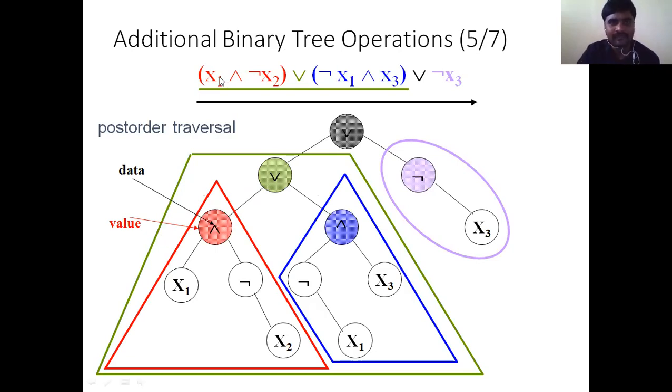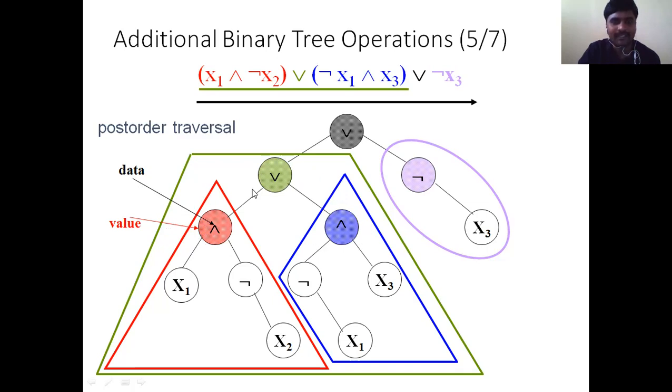Here is x1 and not x2, or not x1 and x3, or not x3. So how can we represent it? Here is the first order traversal. We have data here, and this data has values; those values contain x1, x2.